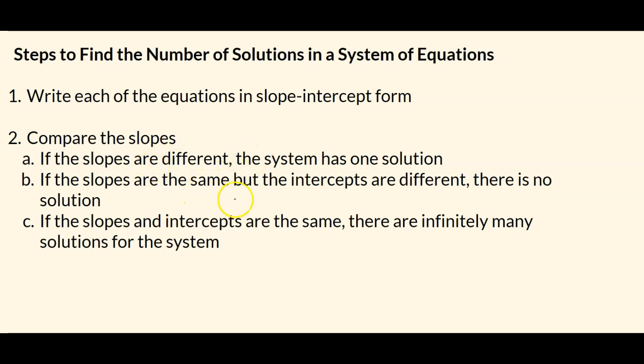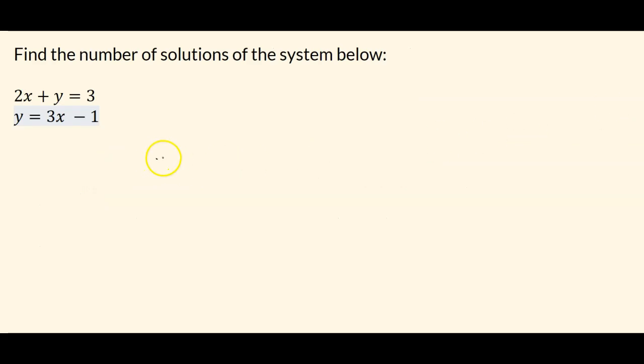If the slopes are the same but the intercepts are different, then we have no solution because the lines are parallel. And if the slopes and intercepts are the same, there are infinitely many solutions for the system because every point on both equations is a point of intersection. So that's why you have infinitely many solutions. So let's apply this to some examples.